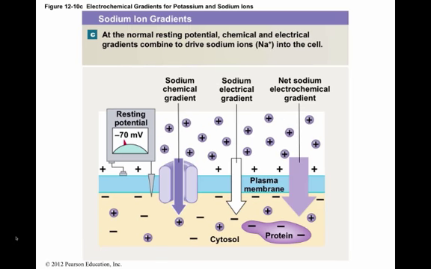The chemical gradient is strong enough to overpower the electrical gradient, but the electrical gradient weakens the force driving potassium out of the cell. The extracellular concentration of sodium is high, whereas the intracellular concentration is very low. As a result, there is a strong chemical gradient driving sodium into the cell. In addition, the extracellular sodium ions are attracted by the excess negative charges on the inside surface of the plasma membrane. Both electrical forces and chemical forces drive sodium into the cell.